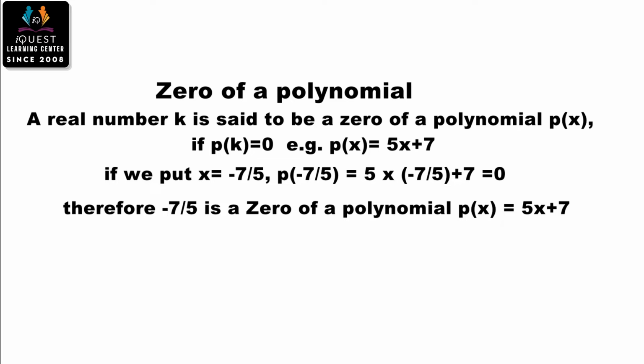A real number k is said to be a zero of polynomial p(x) if p(k) is equal to 0. Just take an example. p(x) is equal to 5x plus 7. If we put x is equal to minus 7 upon 5, then we get 0. Therefore, minus 7 by 5 is a zero of the polynomial p(x) is equal to 5x plus 7.